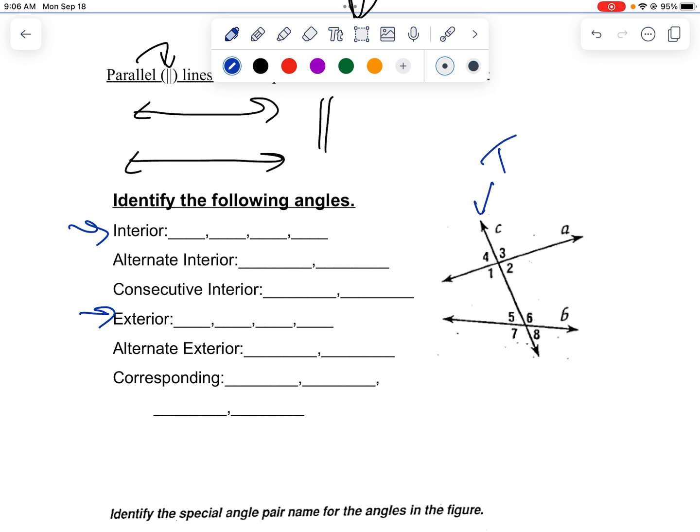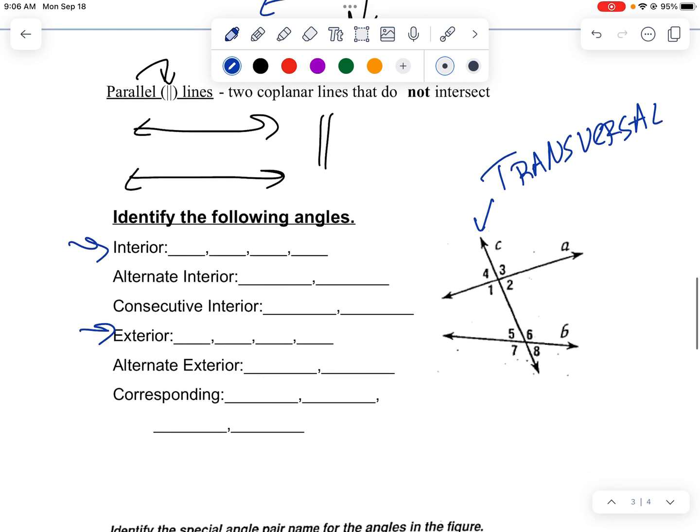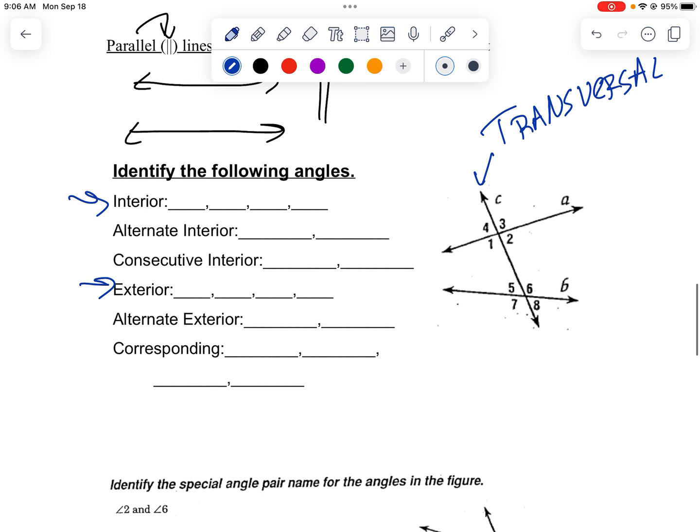This, remember, that's our transversal here. That is the line that cuts through both A and B, okay? A and B, we don't know for sure if they're parallel. All right, it doesn't look like they're parallel, so I can't assume that. If they were, they would tell you. So you don't want to assume that. But still, whether or not they're parallel, I still can identify these pairs of angles.